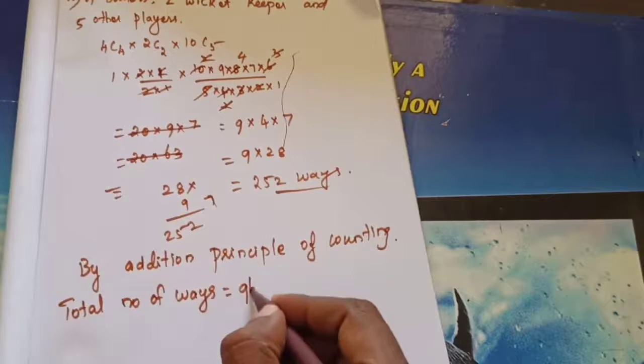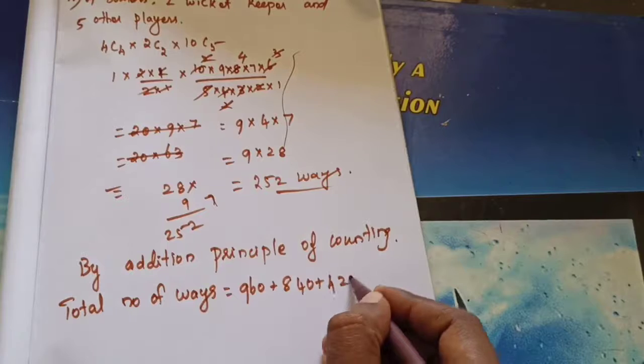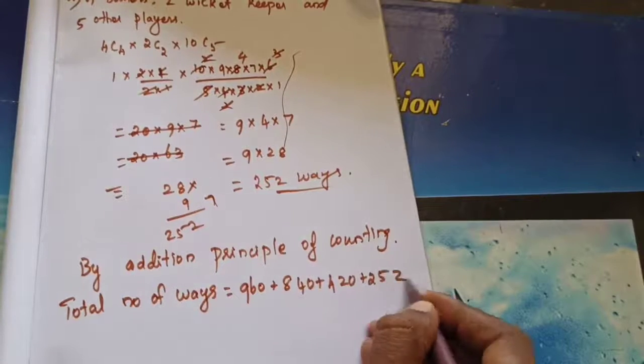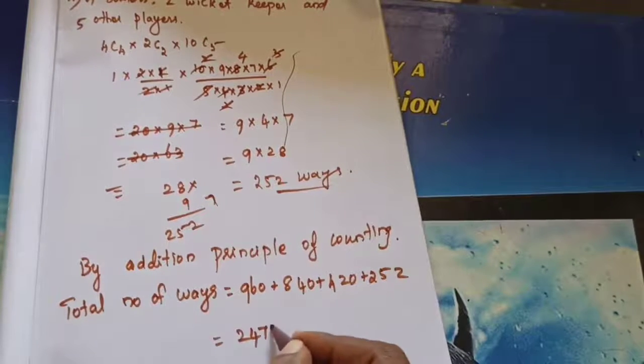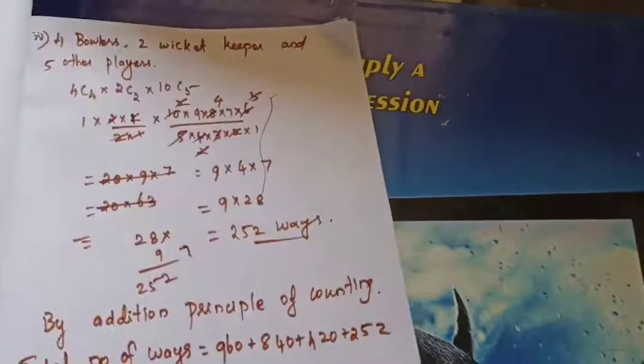What's the first answer? 960. Second answer is 840. Third one is 420. Next one is 252. Add all the values, you will get 2472. This is the required answer. Got it? Okay, very easy. But it will take more than 2 or 3 pages, so keep it in mind.